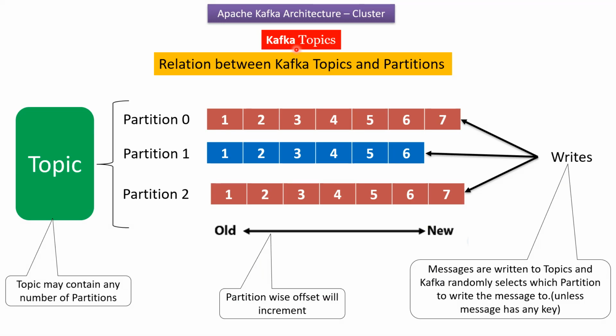Now we will see Kafka topics and the relationship between Kafka topics and partitions. Here you can see the topic. It has 3 partitions: partition 0, partition 1 and partition 2. A topic may contain any number of partitions, and messages are written to the topics, and Kafka randomly selects which partition the message is to be written to. This is the old message and this is the new message, and partition-wise the offset will increment.